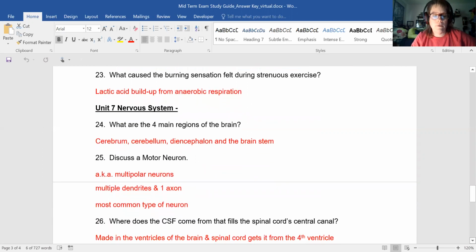Okay, last unit, unit 7. What are the 4 main regions of the brain? This is for a nervous system unit. You have the cerebrum, cerebellum, diencephalon, and the brain stem. You guys just had a quiz on that, so that should be fresh in your memory.